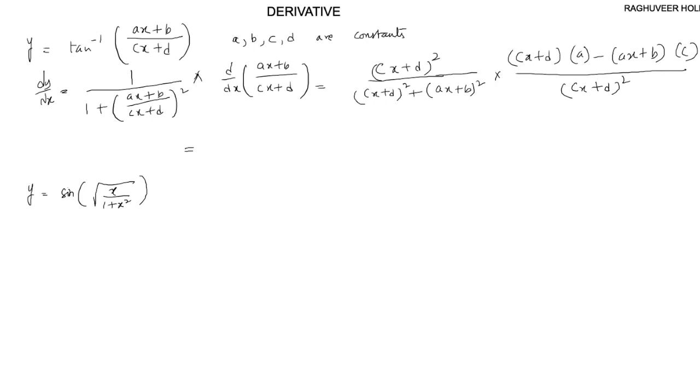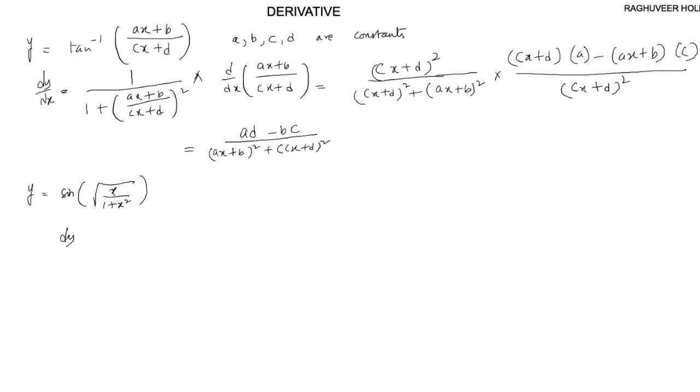Okay, now after simplifying this, we get (ad minus bc) by (ax + b) whole square plus (cx + d) whole square. Okay, now let us see the next problem.